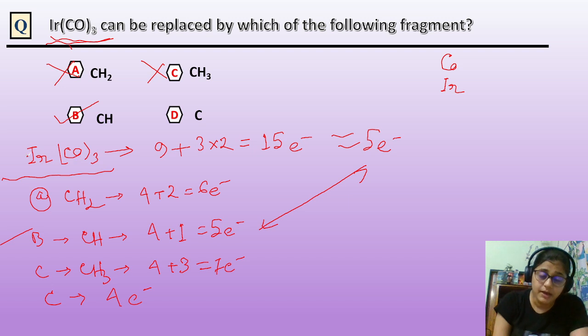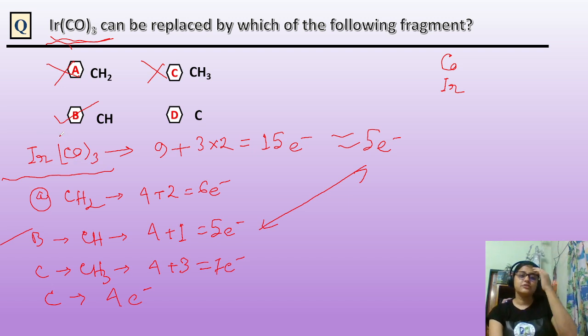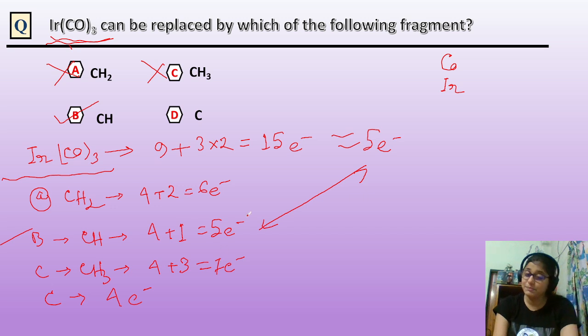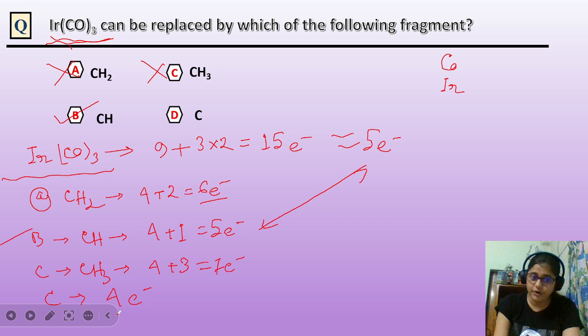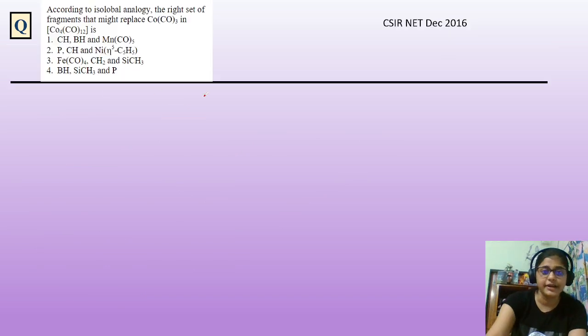So you have to calculate the total electron count very carefully. If we miss even 1 electron, the answer will be changed, right? See, in the options 6 electrons, 4 electrons, all are given. So you have to calculate in a very careful manner. So B will be the correct option here.